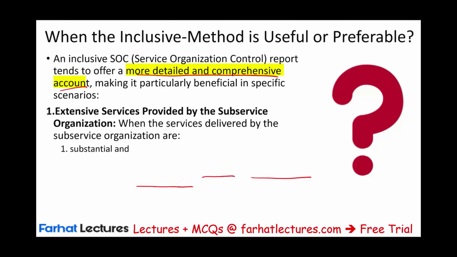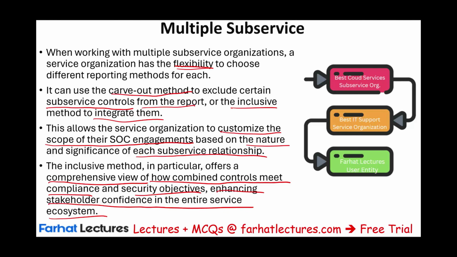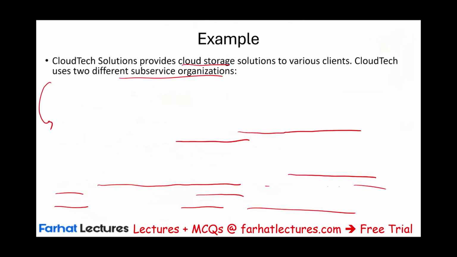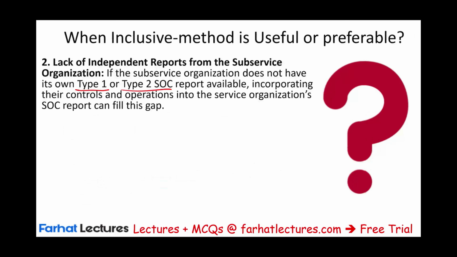In other words, let's go back to this example here. If Best Cloud Services already have a type 1 or type 2, then guess what? We include type 1 or type 2. Otherwise, if they don't have a type 1 or type 2 report, in other words, they don't have their own SOC engagement, then we have to include them. Then they have to be part of our report.